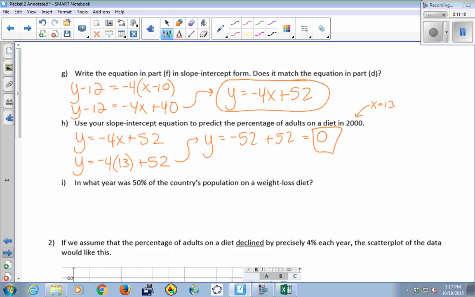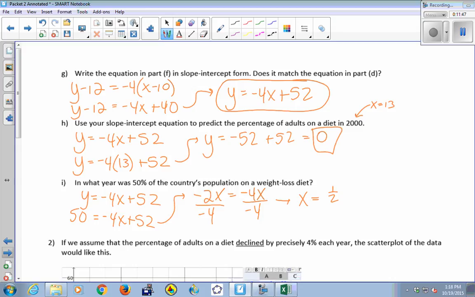Well, which is percentage, x or y? Y. So I'm going to write down my equation. Y equals -4x plus 52 and make the y a 50. And then I just have to solve for the x to figure out when. Okay, so I'm going to start by subtracting 52 from both sides. So I get -2x equals -4x. Divide both sides by -4. And I get x equals 1/2.